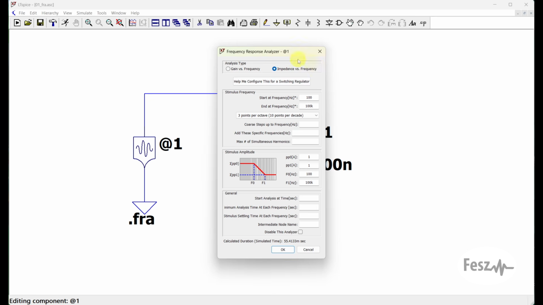This time the impedance versus frequency is selected, and to get this working, we need to define a stimulus. So we need a start and end frequency and a number of points, as well as a stimulus amplitude. Here I just put 1 ampere, so for the impedance analyzer the stimulus is a current source, and this value is constant throughout the frequency interval. Everything else I just left open.